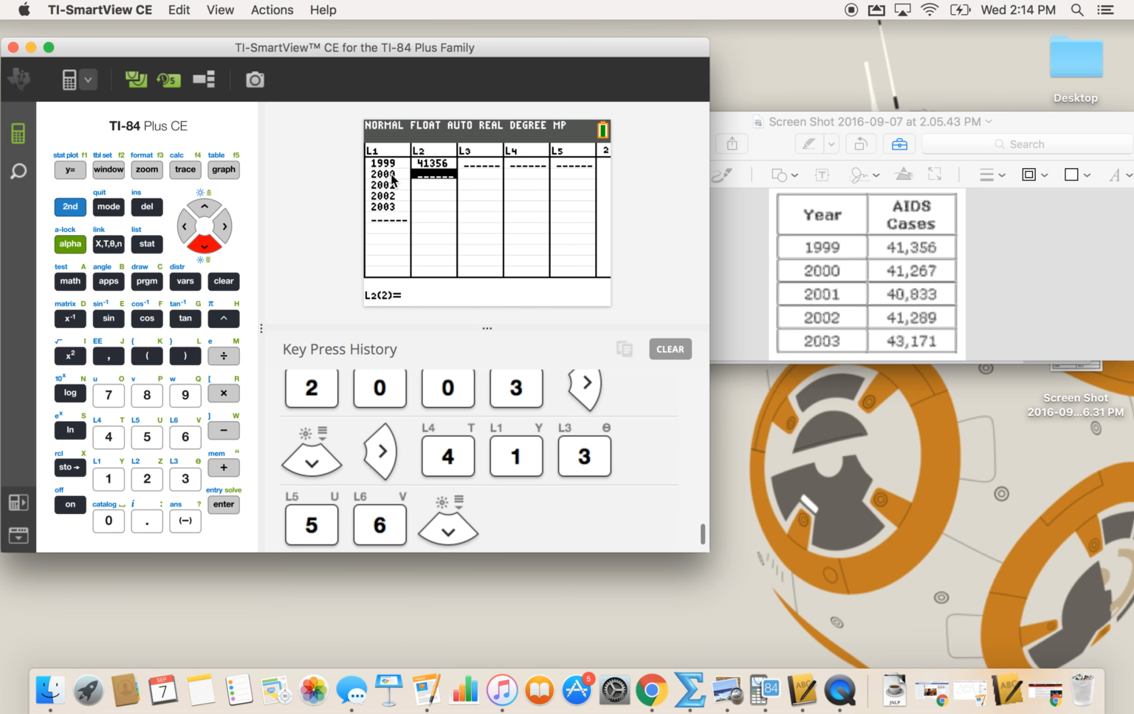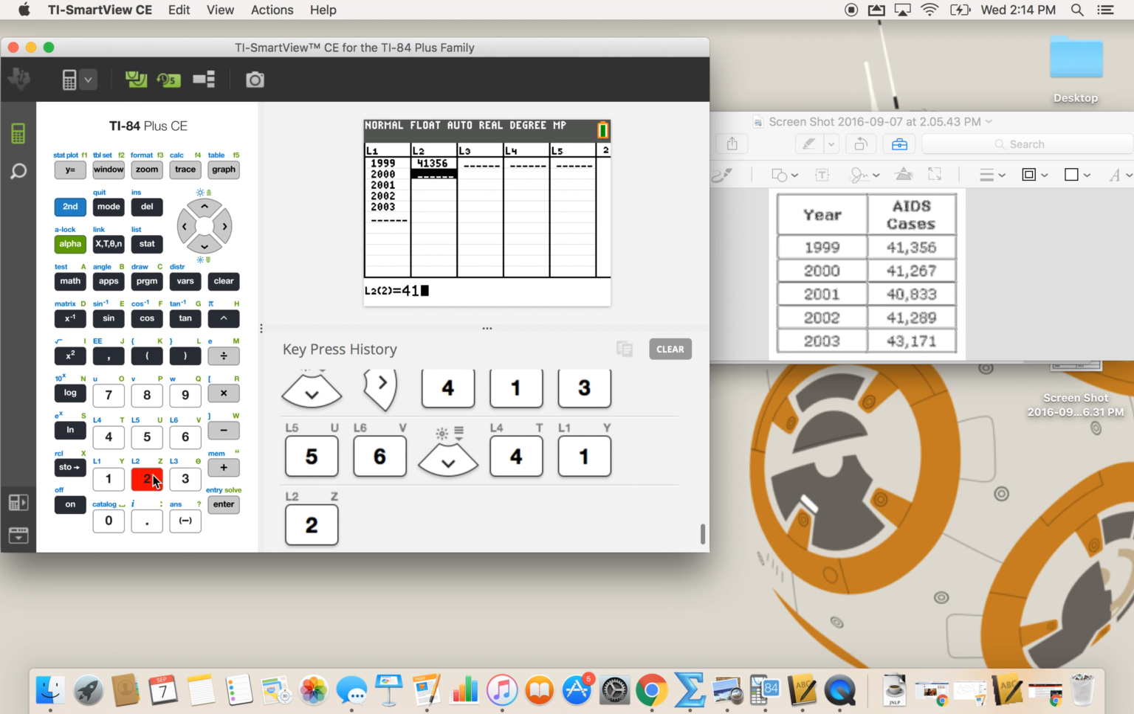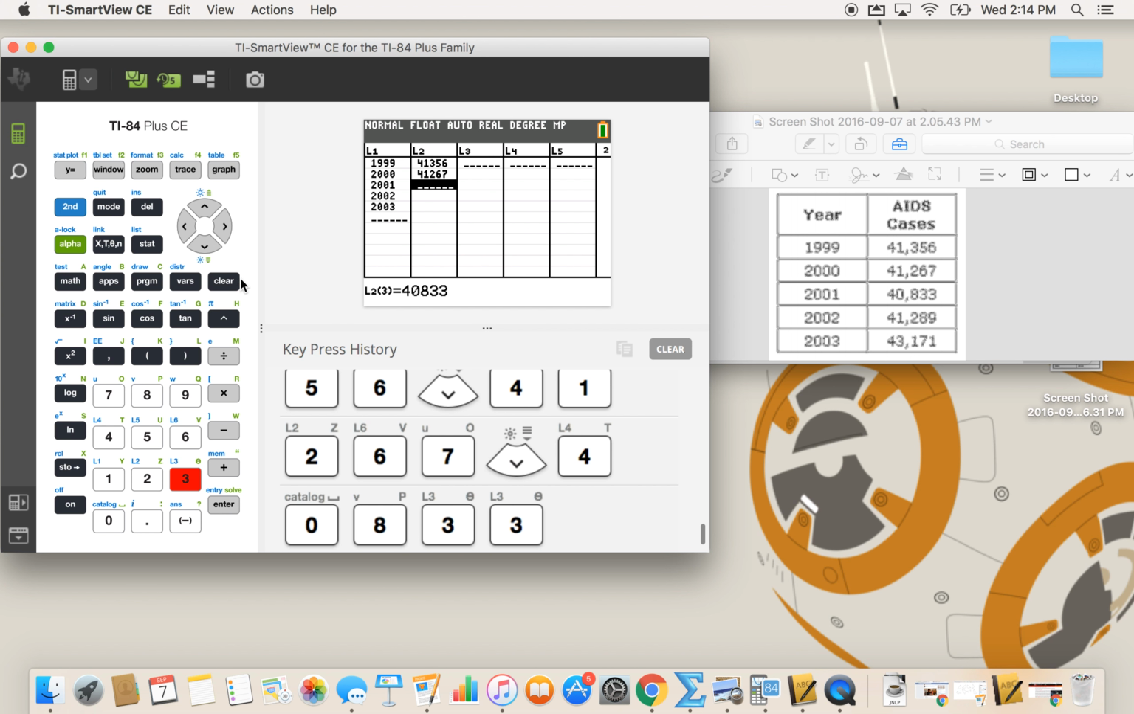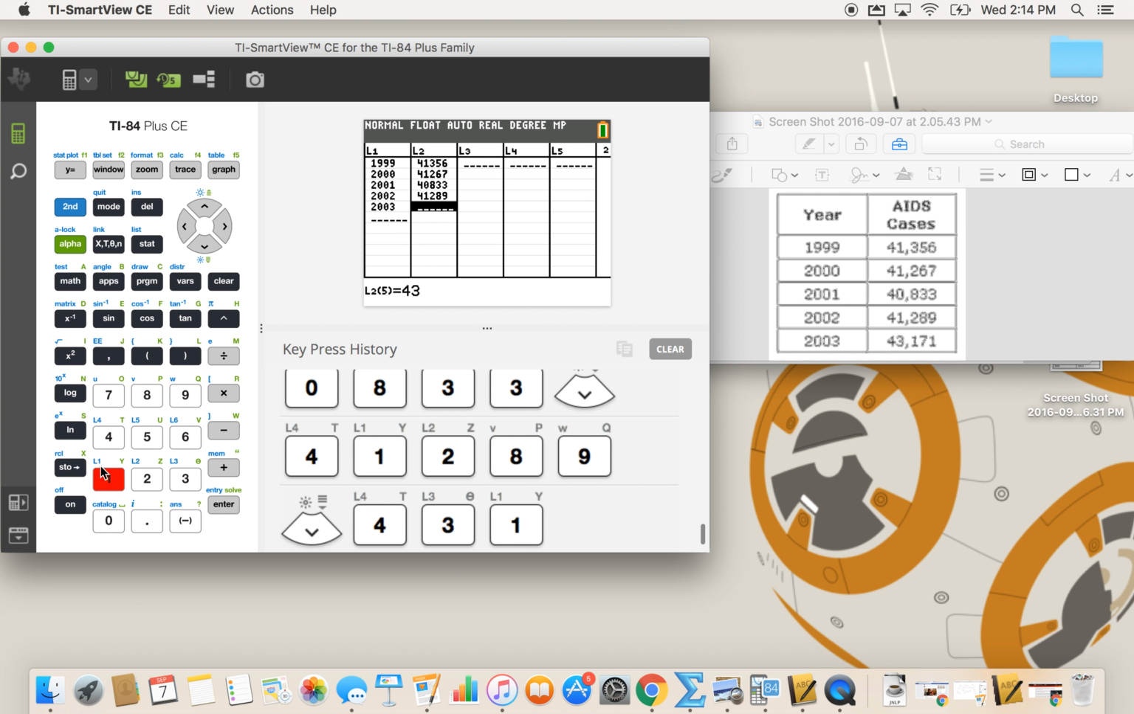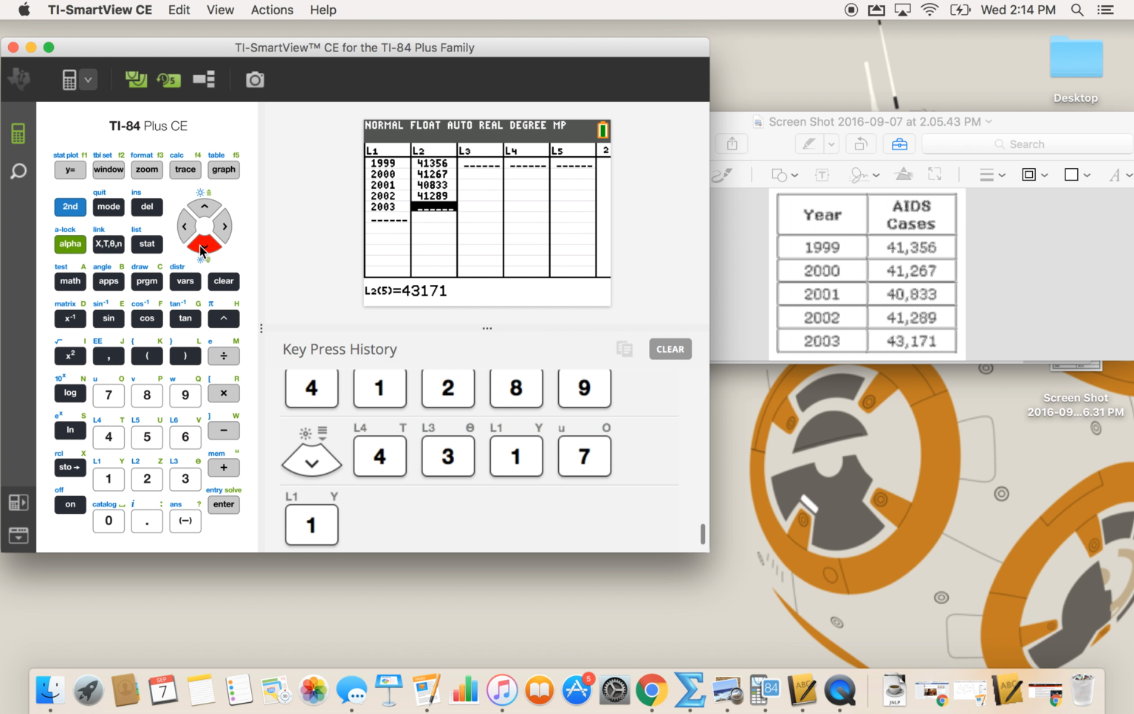Now, usually I would just enter in the years that are there, 1999, 2000, 2001, whatever. You could also, if you wanted to, count 1999 as like year 0 or year 1 and go like that. But doing it this way just kind of makes sure that you don't make any mistakes. Now, 4833, okay, 41,289, 43,171.